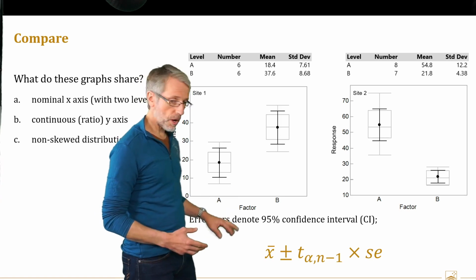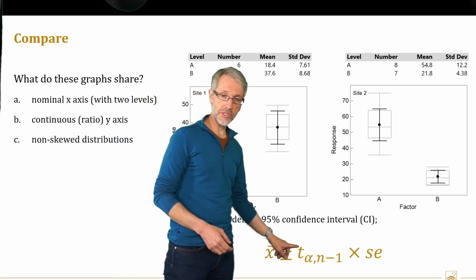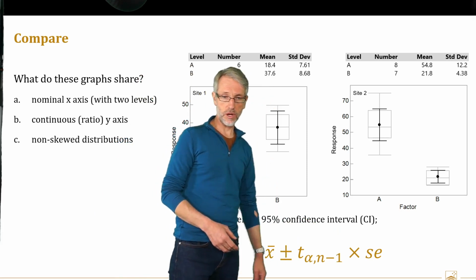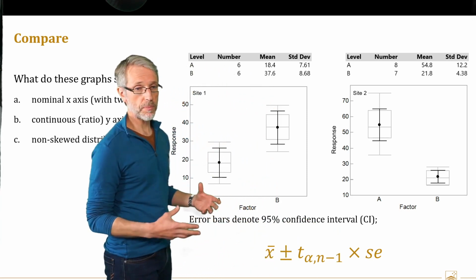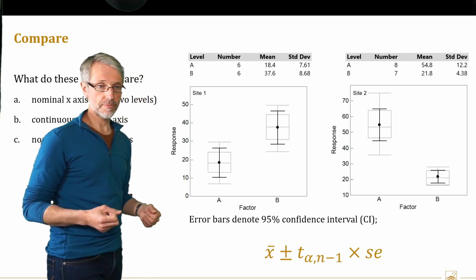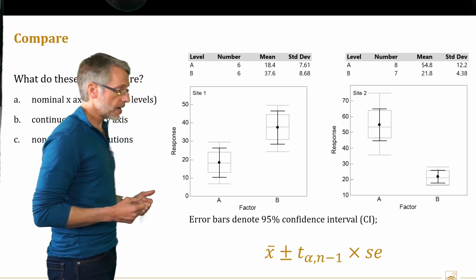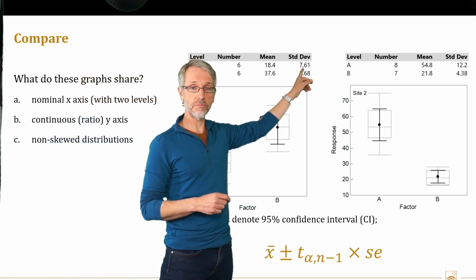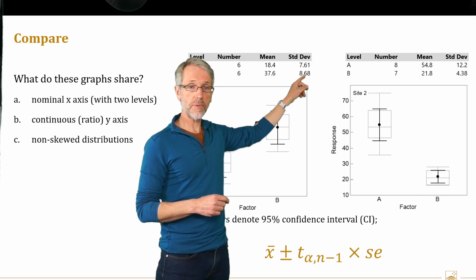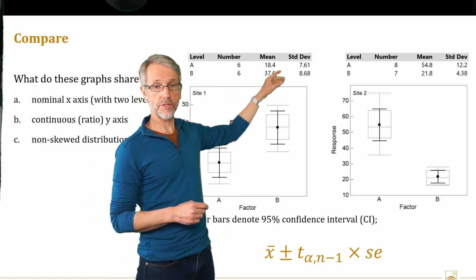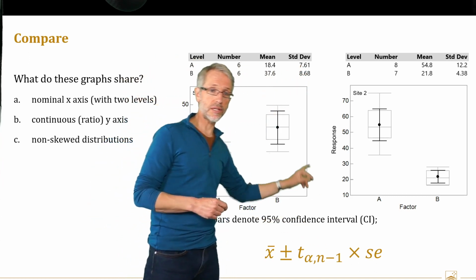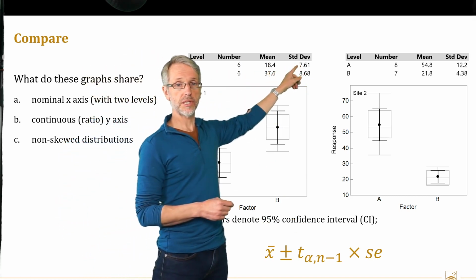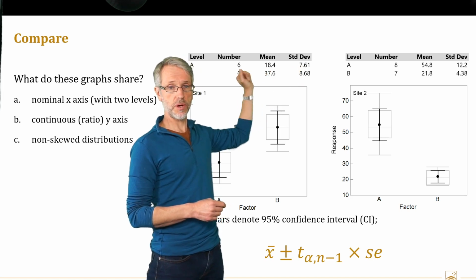Now we have two components to that calculation, a t and this SE term over here. The SE term, remember, that is our standard error. We calculate that as the standard deviation of our data set, so 7.61 in this case, divided by the square root of n. So the standard error in the case of level A on site 1 is 7.6 divided by the square root.